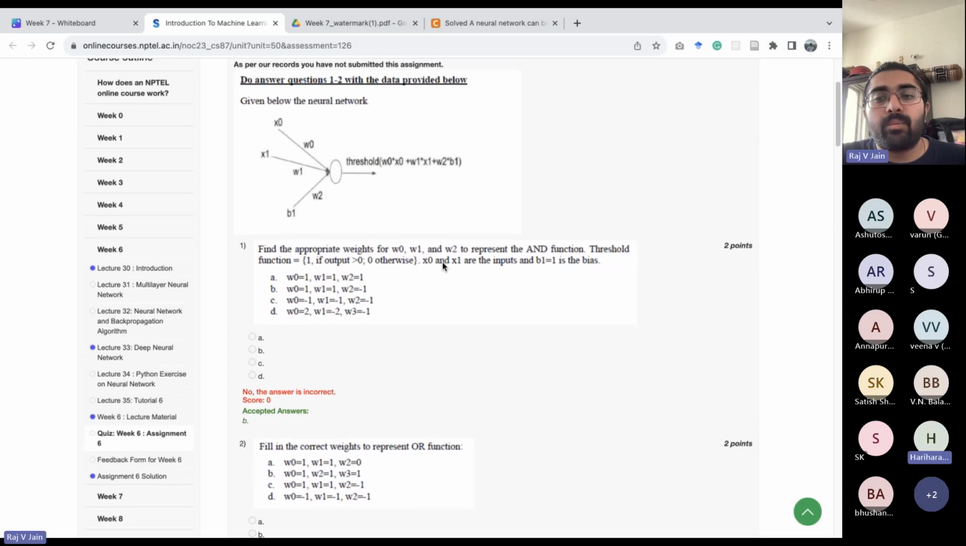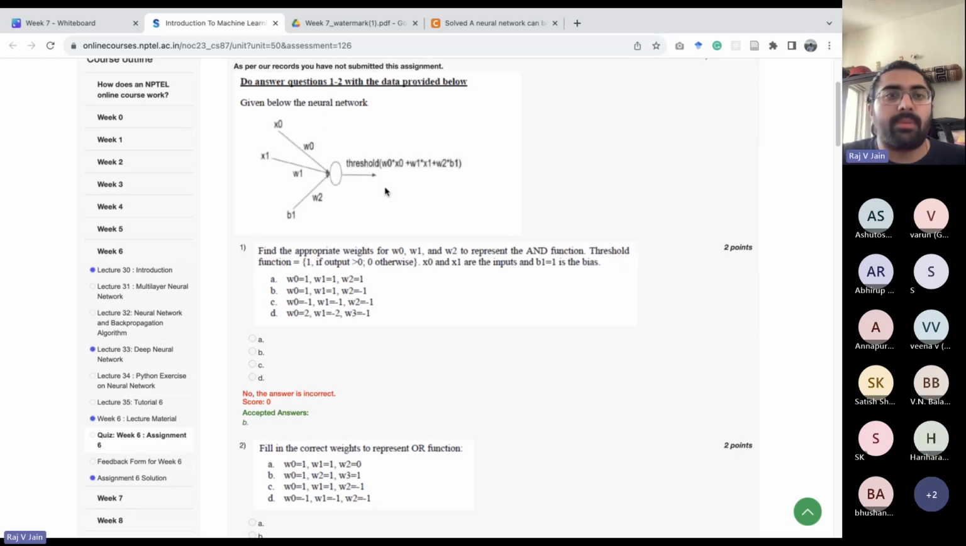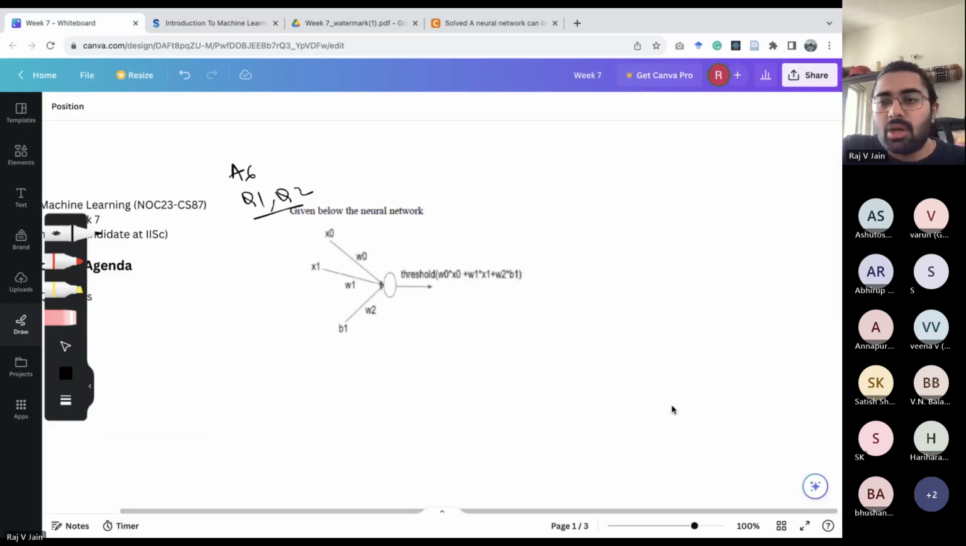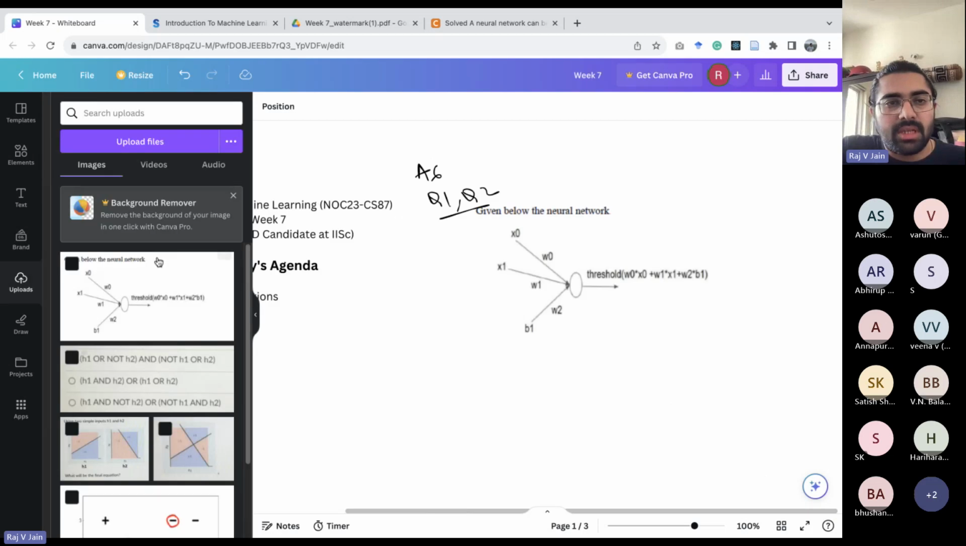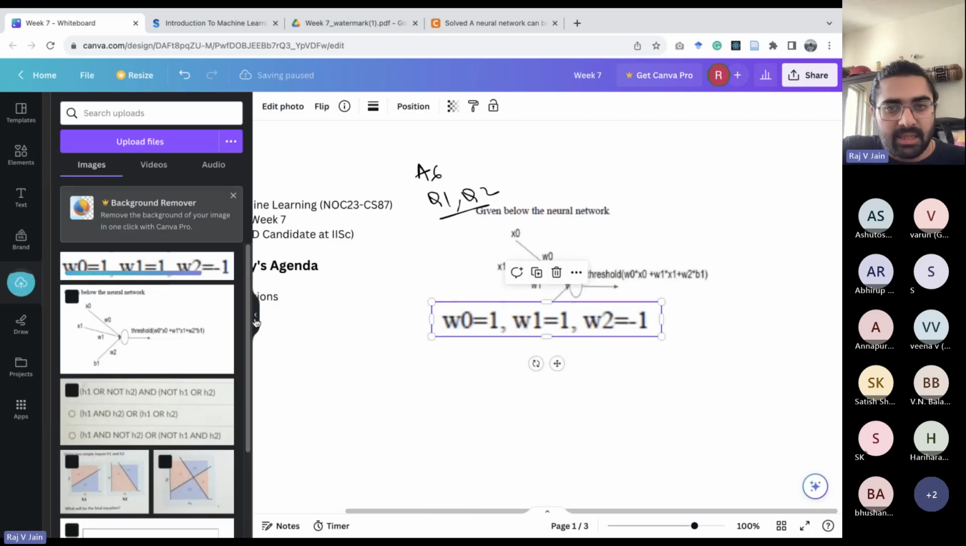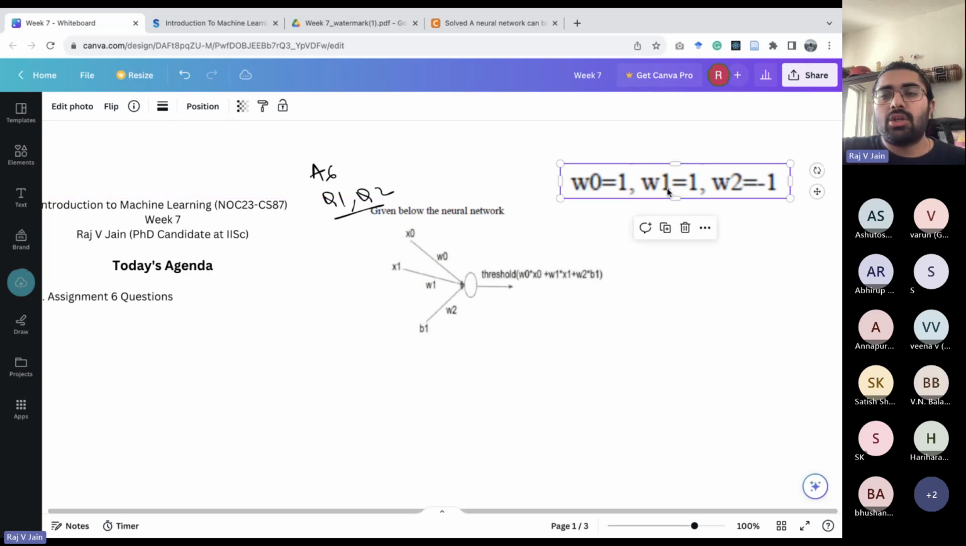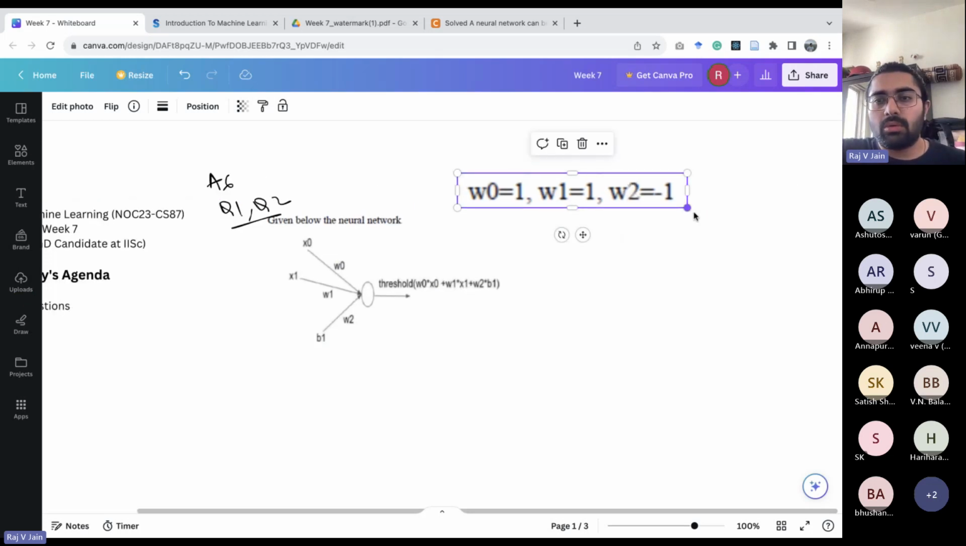Can you explain once? Sure, sure. Let me just take the solution here and we can try this exact example. So for the AND function, they say that this is what the right answer is. All right. So now what do we want to simulate?